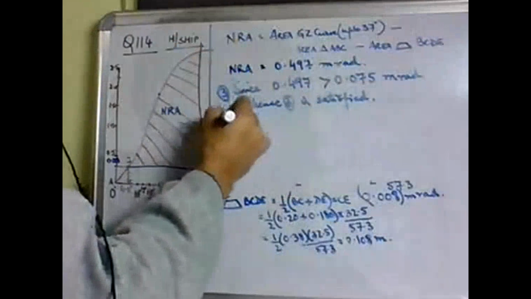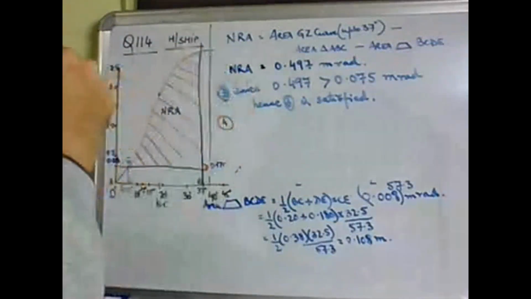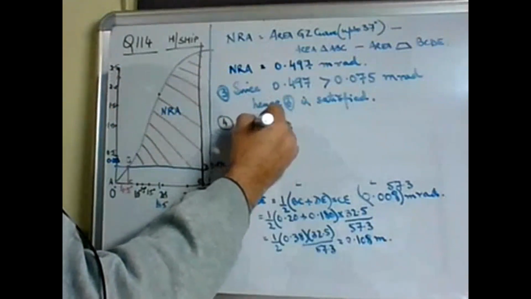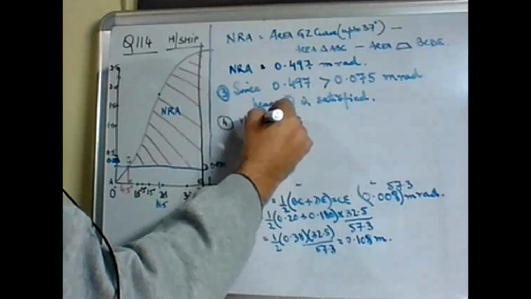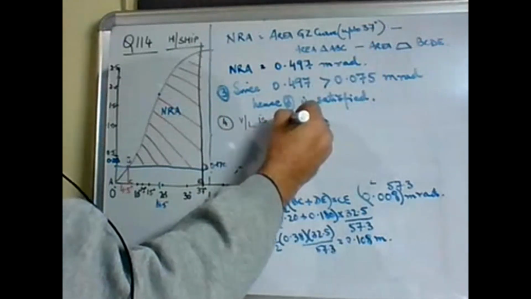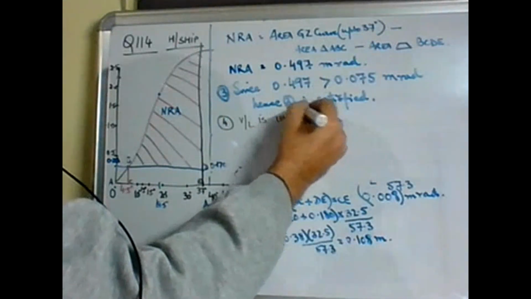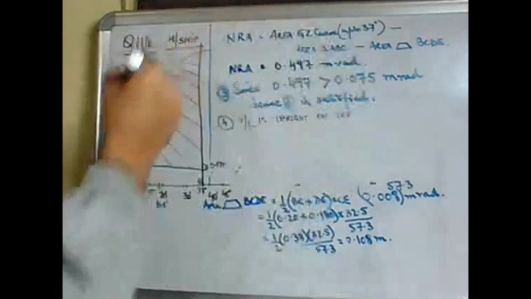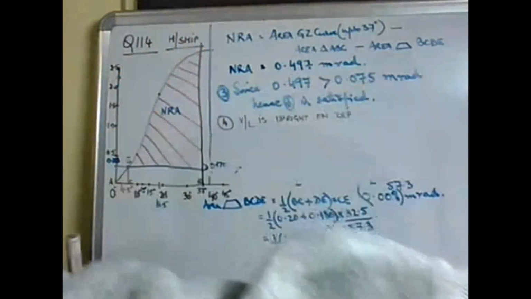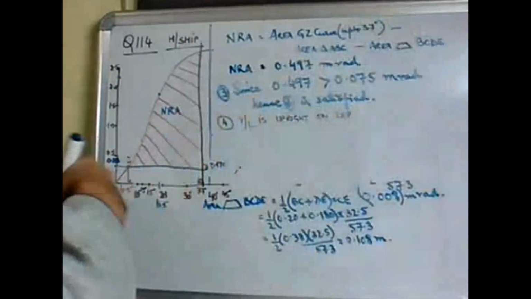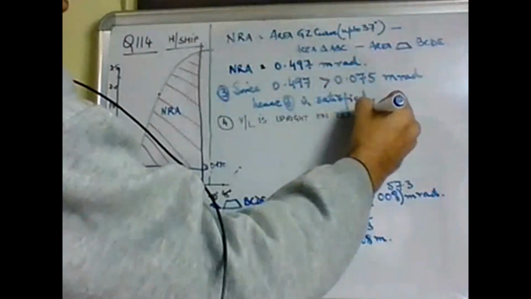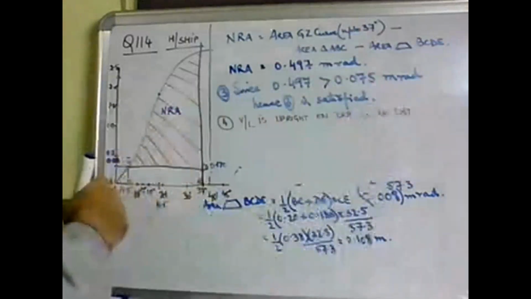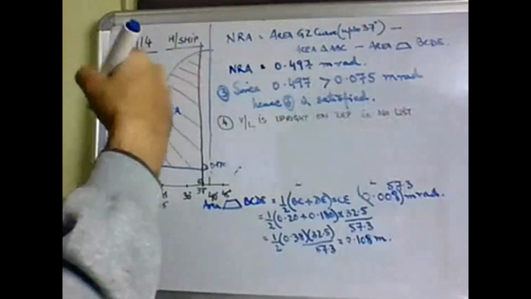So, point number 4. Vessel is upright on departure. This is point number 4. That means no list. That is evident from the curve only. This is a T1 curve. There is no list.